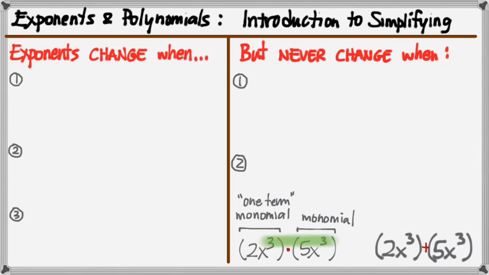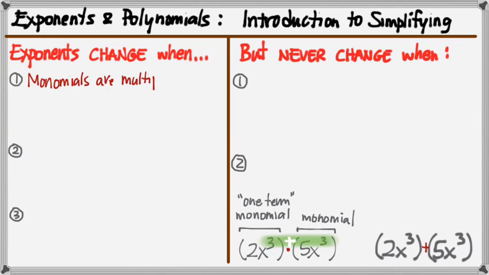So when two monomials with the same base are multiplied by one another, their exponents add. And so that's going to be the first place where I'm going to write exponents change when monomials multiply. And the caveat there being that the base, the variable, has to be the same.